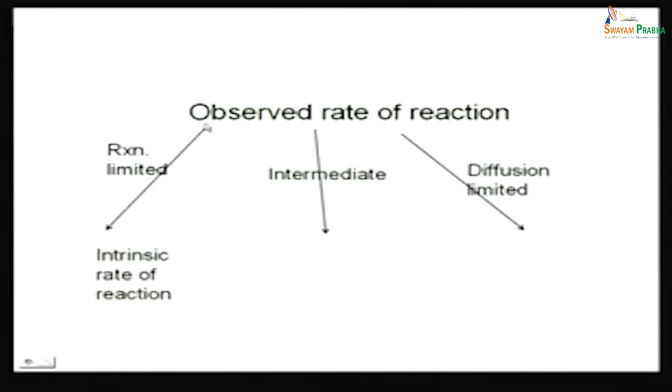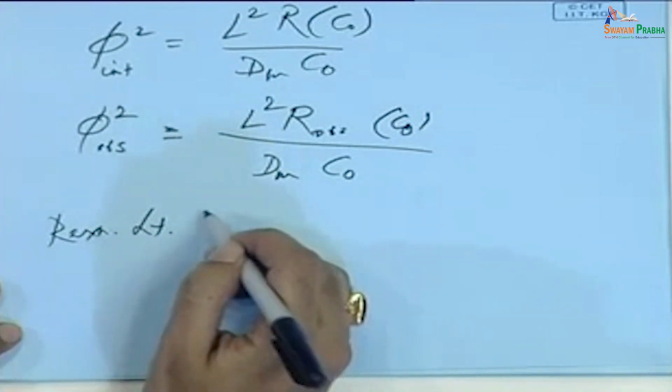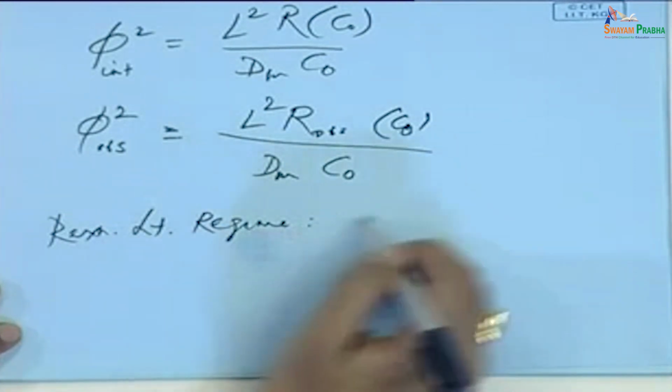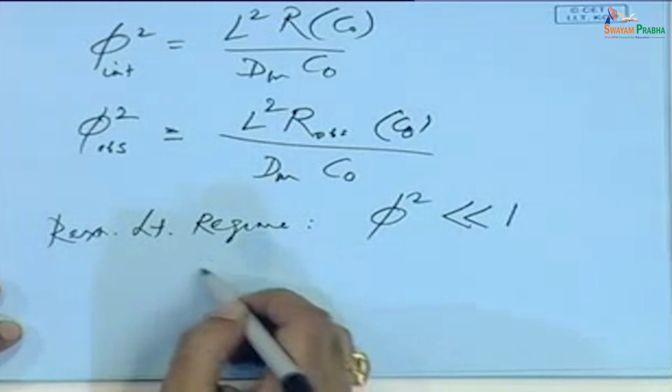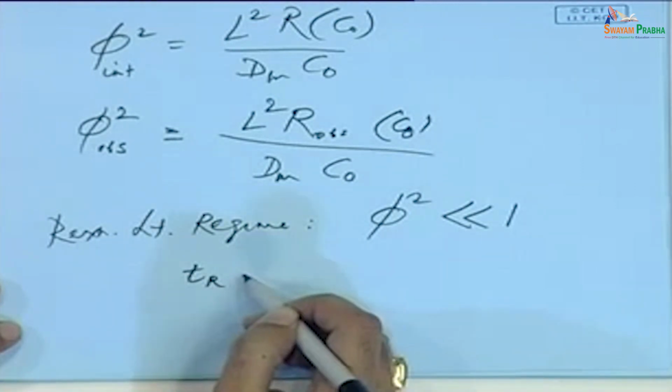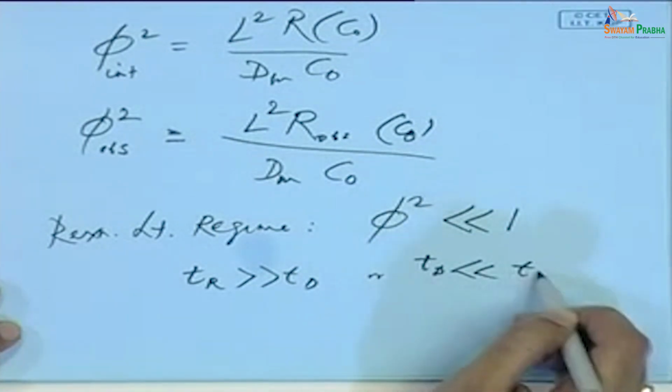So, in the reaction limited regime, is the observed reaction rate the same, different, or larger than the intrinsic reaction rate? So, this is the reaction limited regime we are doing, okay, and in the reaction limited regime phi square is much less than 1, right. So, which means that TR is much greater than TD, or TD is much less than TR.